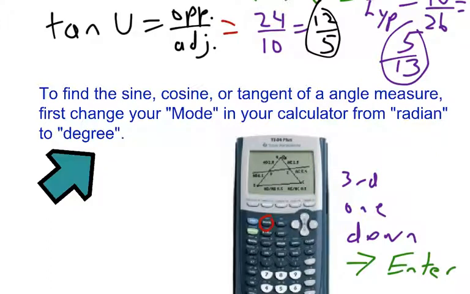So that's our first step. We want to make sure it's in degree mode. It's like you're telling your calculator what language to use. It needs to be speaking degrees because you're talking about an angle measurement.